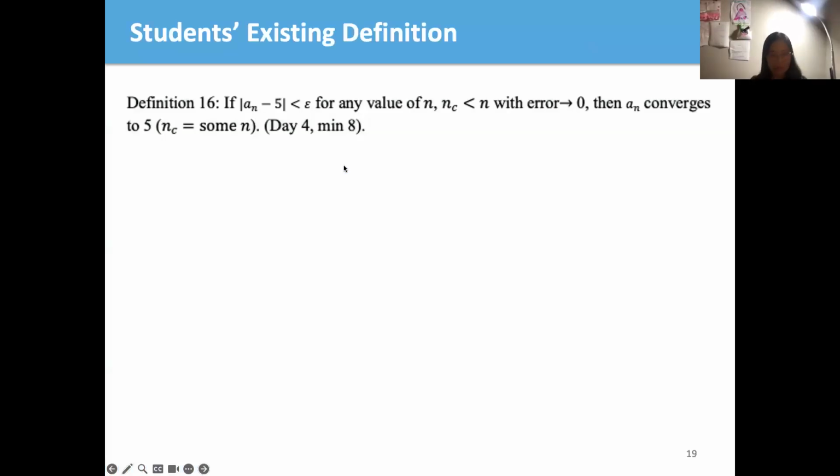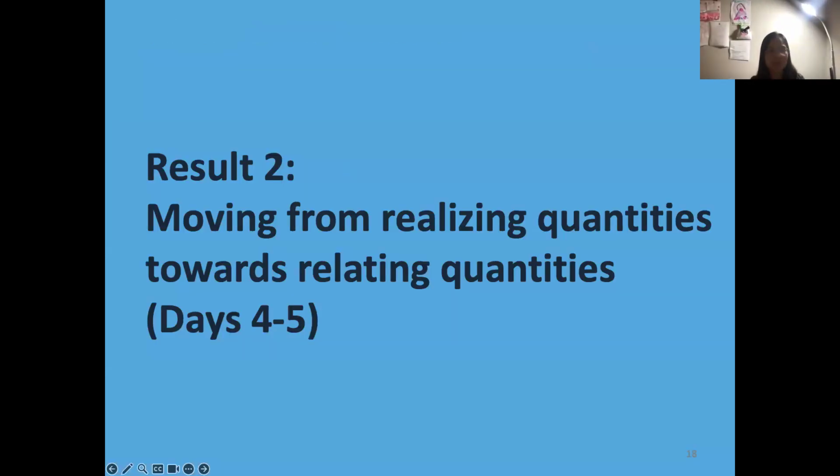Our second result is the students moving from realizing all these quantities towards relating the quantities. So this happens in days 4 and 5. There was a lot happening between day 2 and 4, but we are focusing on where we observed interdiscursivity.